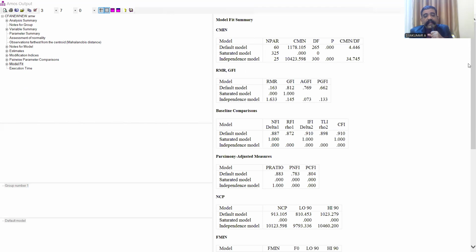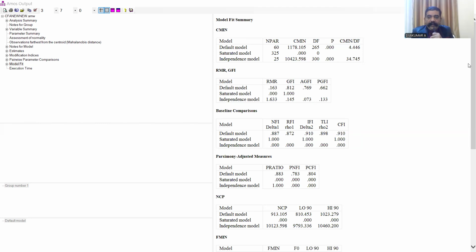Model fit means the model fit indices related to the confirmatory factor analysis. The first one is absolute fit indices. You can see a chi-square value here. Also, you can see the degree of freedom, the p-value, and the chi-square value divided by degree of freedom.